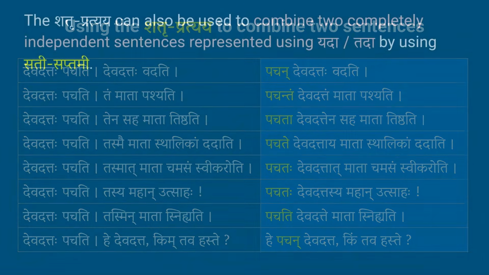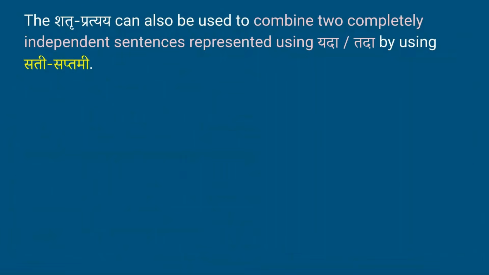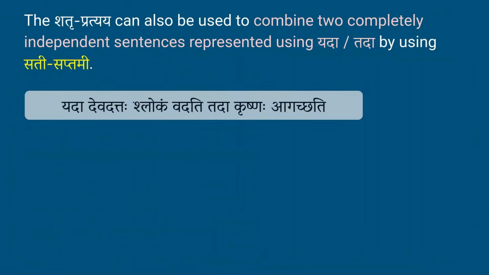If we have two completely independent sentences combined together using yada and tada, then we can use the Shatru Pratyaya to form a single sentence by getting rid of yada and tada in the process and using the concept of sati saptami instead. For example, consider the sentence Yada Devadattaha Shlokam Vadati Tada Krishnaha Agachati.